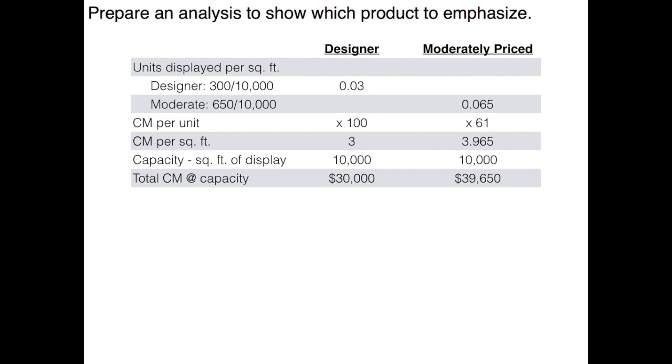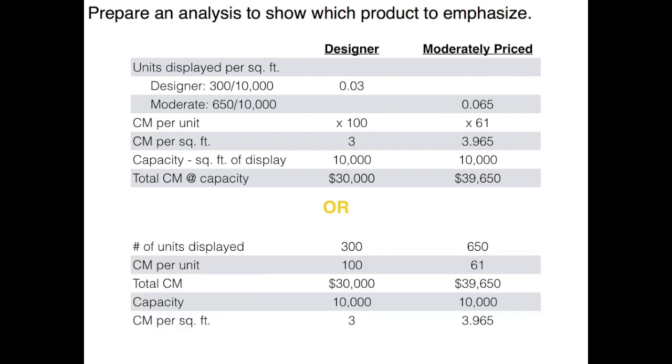Another way you could do this example is to say, well, I know I can display 300 designer and I can display 650 moderately priced. I know my contribution margin per unit for designer is $100 and $61 for moderately priced. If I multiply that through, the total contribution margin for designer is $30,000. The total contribution margin for moderately priced, $39,650.